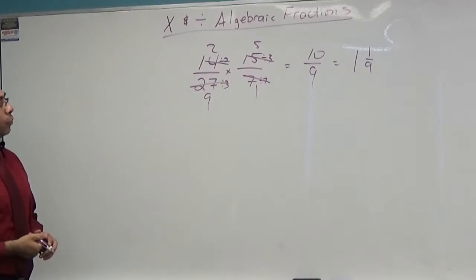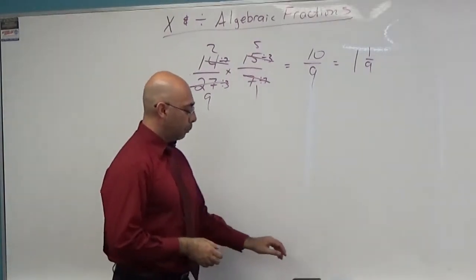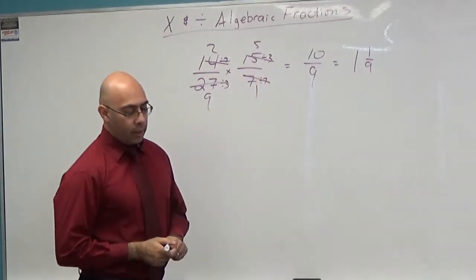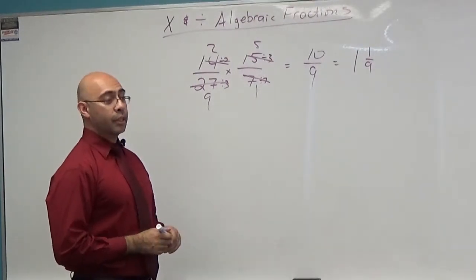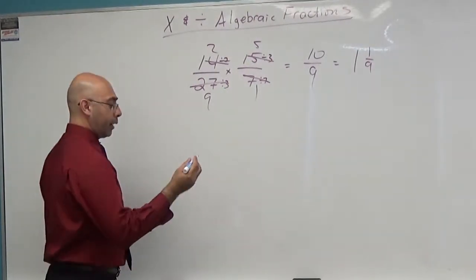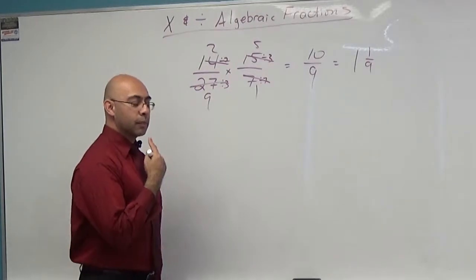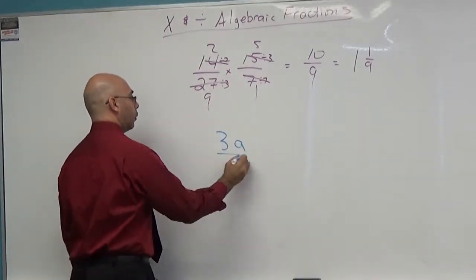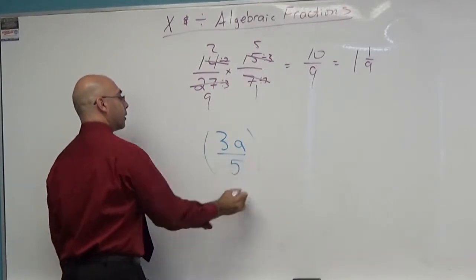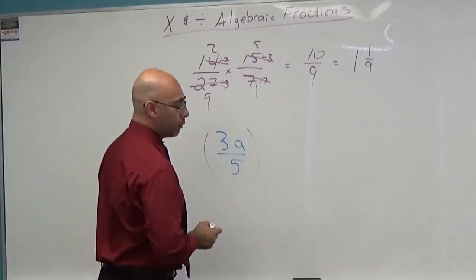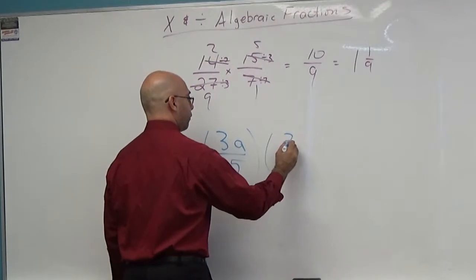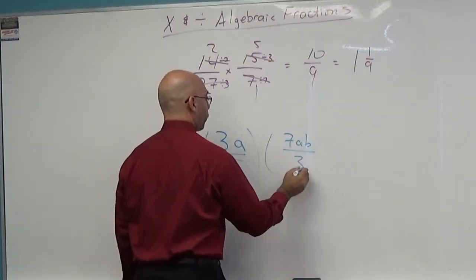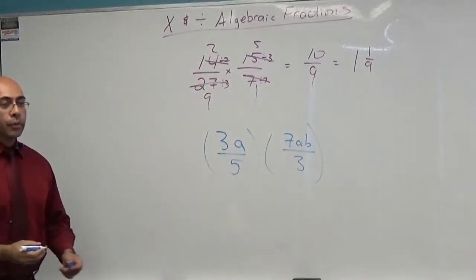So just a review of multiplying fractions. In this case, it's going to be the same exact thing. If I had a problem like this, let me think of a problem. 3a over 5 times 7ab over 3. I do the same thing.